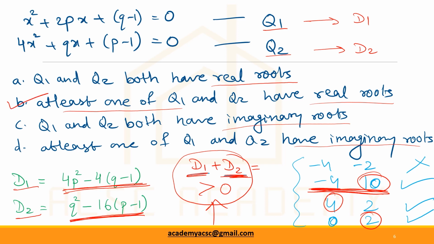Definitely both of them can also have real roots in this particular case, or this fourth case. In this case, one will have equal roots, but that also gets counted as real, right? So at least one will definitely have real roots. Both are also possible. We will go with option B for this.